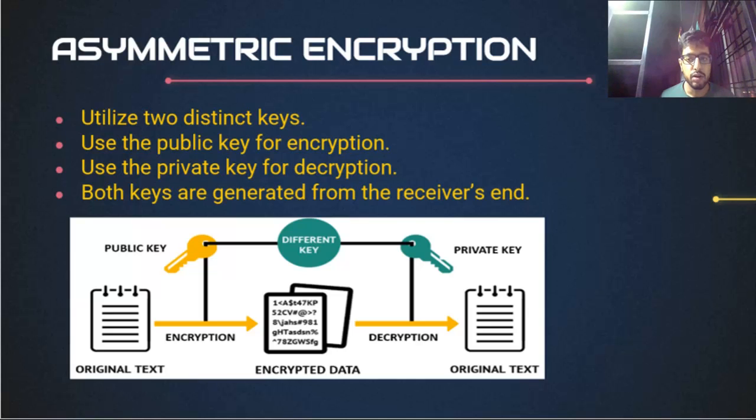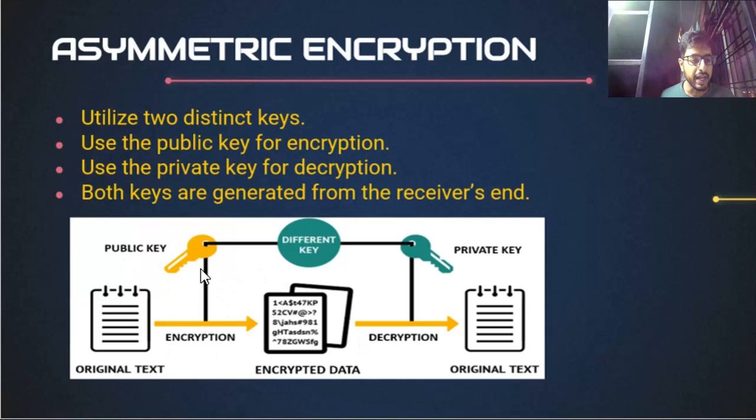Before diving into digital signature algorithm, let us first learn about asymmetric encryption. In asymmetric encryption, we use two distinct keys, one for encryption and other for decryption. The public key and private key are the two keys used for encryption and decryption. The public key is used for encryption and the private key is used for decryption.